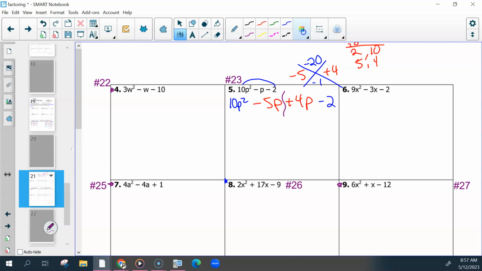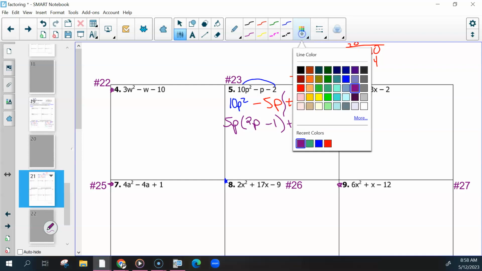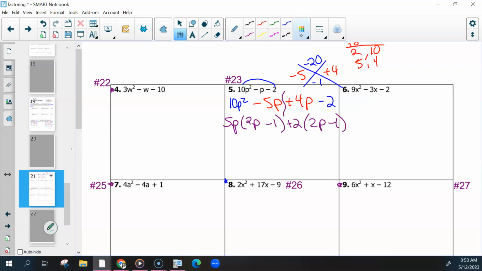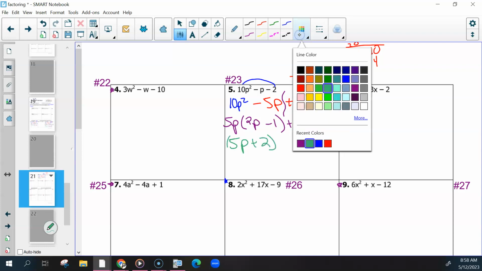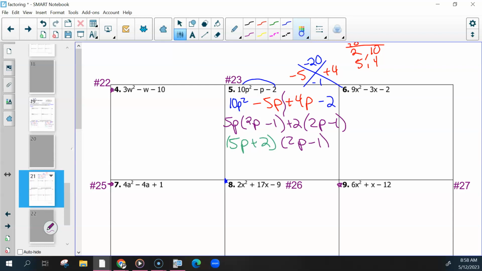Look at the first two. What do those have in common? 5p. If we divide that out of those first two, what's left? 2p minus 1. What about the last two? What could we divide out of those? Positive 2, which would leave us with 2p minus 1. So what would the outside factors be? 5p plus 2. And the inside 2p minus 1.